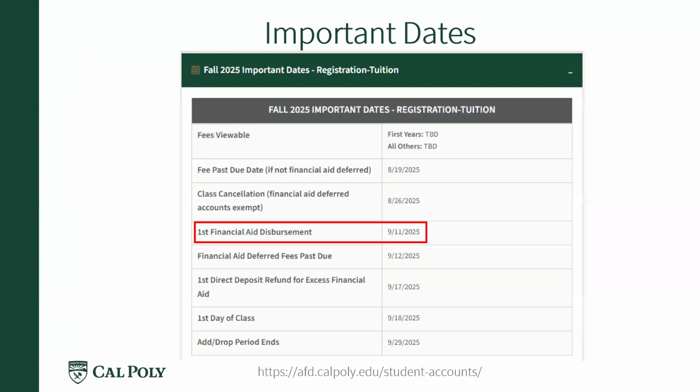Here are important dates to be aware of. You can find the full list of disbursement and fee due dates on the student accounts website. If a student is enrolled in at least 12 units and all their documents have been reviewed, their financial aid will disburse a week prior to the start of the quarter. Please visit the student accounts website for the disbursement and refund dates for each quarter.